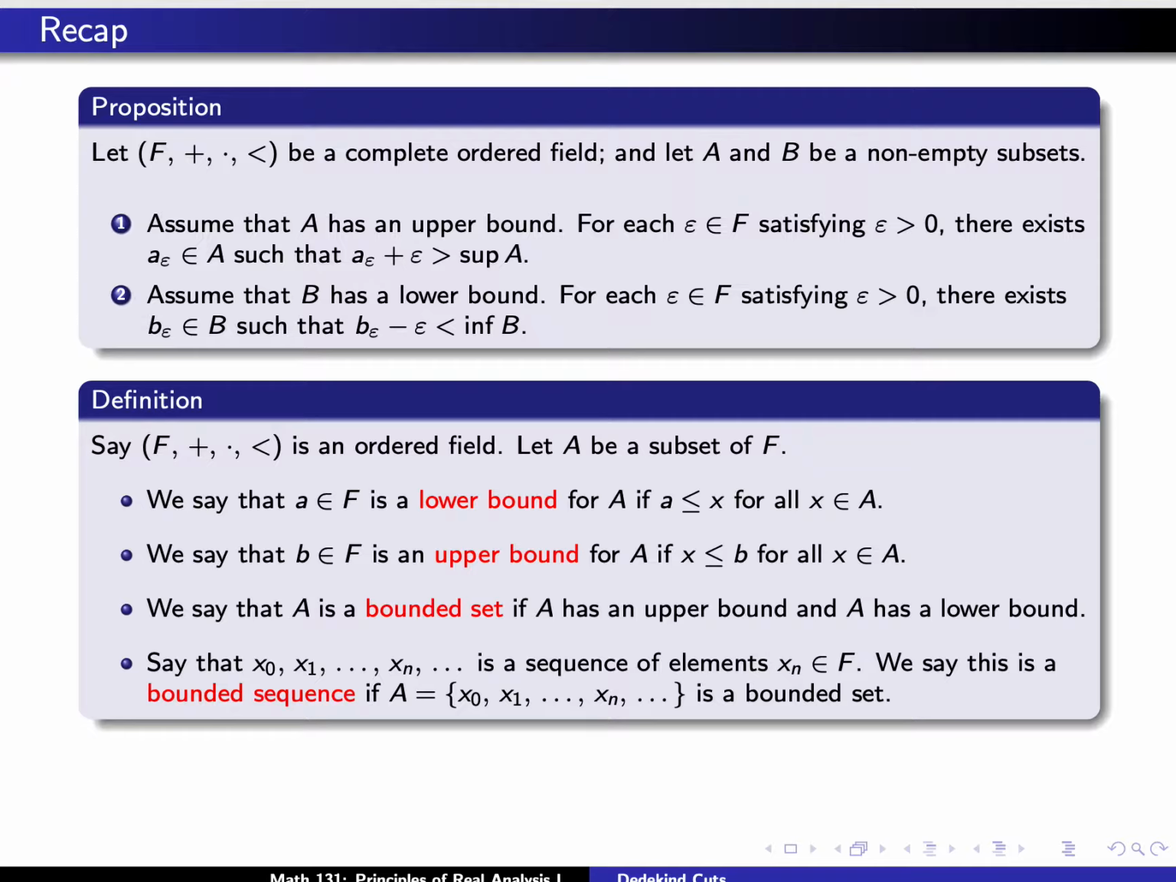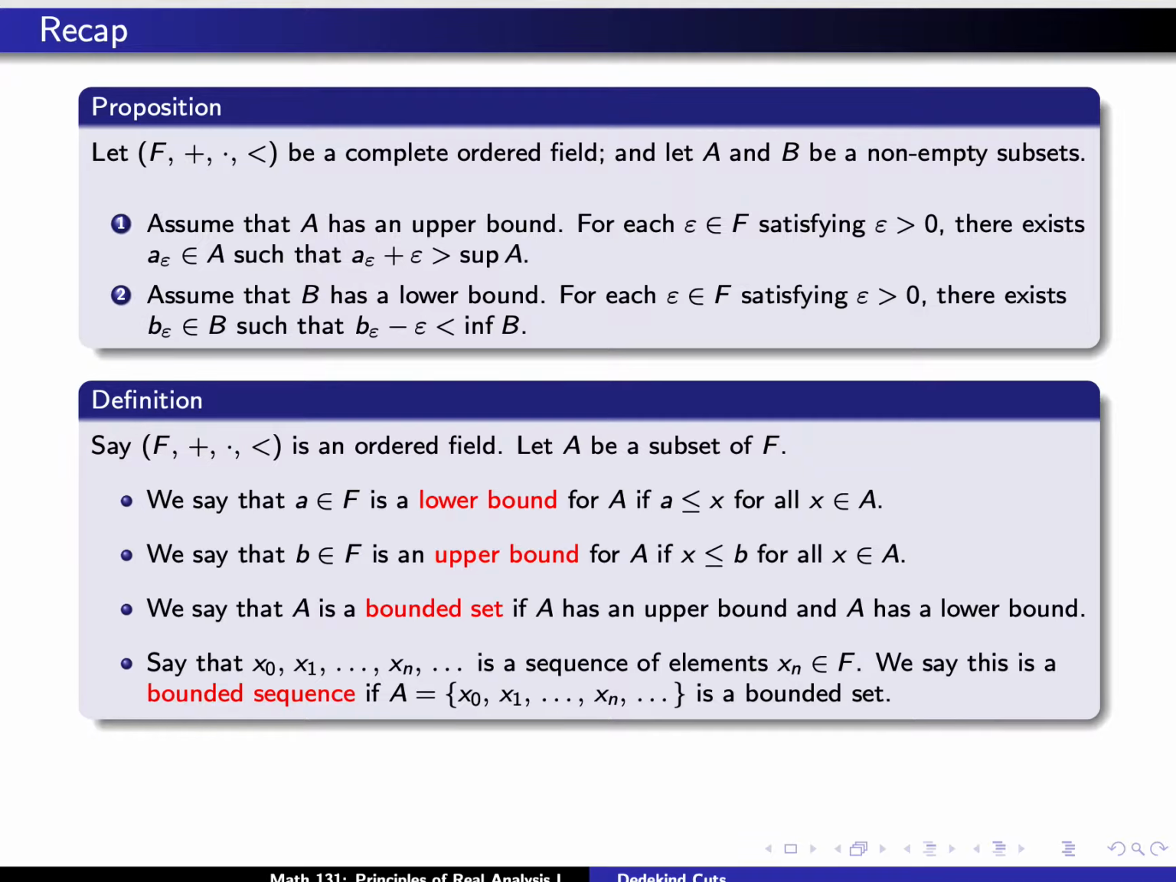Using all of this now, we can discuss the idea of a bounded set. Let's say that A is a subset of F. We'll say that an element lowercase a is a lower bound for the set capital A if a is less than or equal to x for all x in the set capital A. Similarly, we'll say that lowercase b is an upper bound for the set capital A if x is less than or equal to lowercase b for all x in the set capital A.